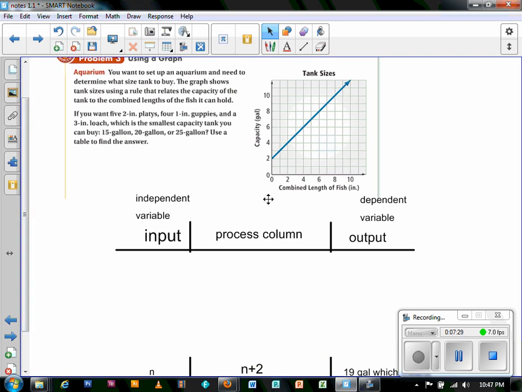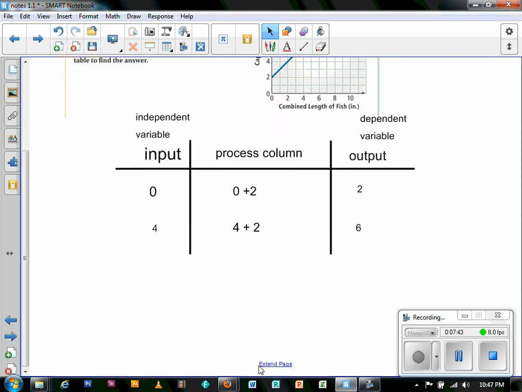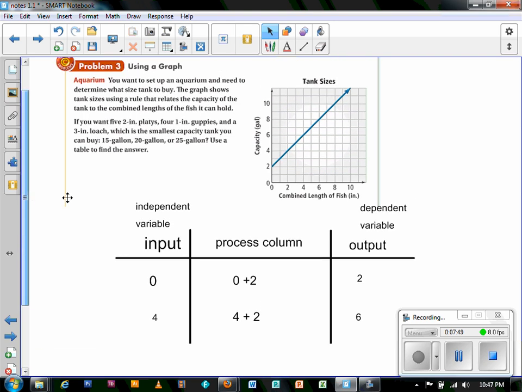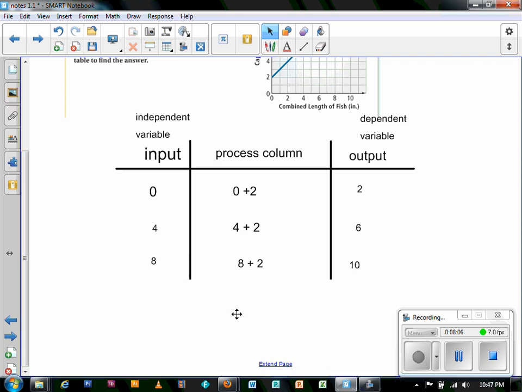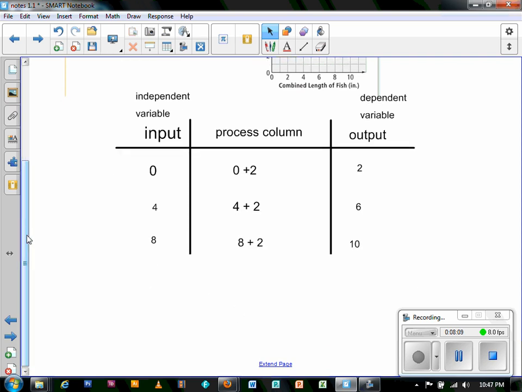The first one I picked, and you can pick any of them, would be 0, 2. This simply means that if our fish length is 0, we're still required to have a 2-gallon aquarium. The next one is 4, 6. I went over 4 and up 6 right here, and that means if the fish lengths add up to be 4, we now need a 6-gallon capacity aquarium. The next one that I selected was 8, and of course if our fish length is 8, now we need a 10-gallon aquarium.